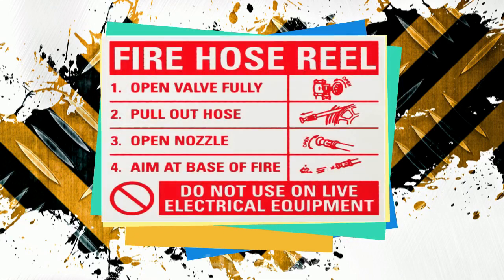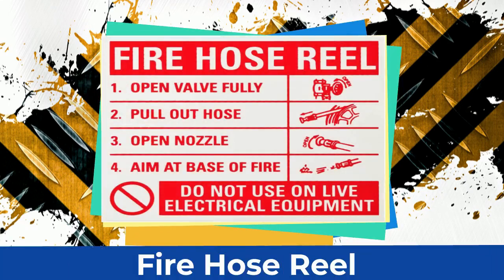Fire hose reel. Open valve fully. Pull out hose. Open nozzle. Aim at base of fire. Do not use on live electrical equipment.